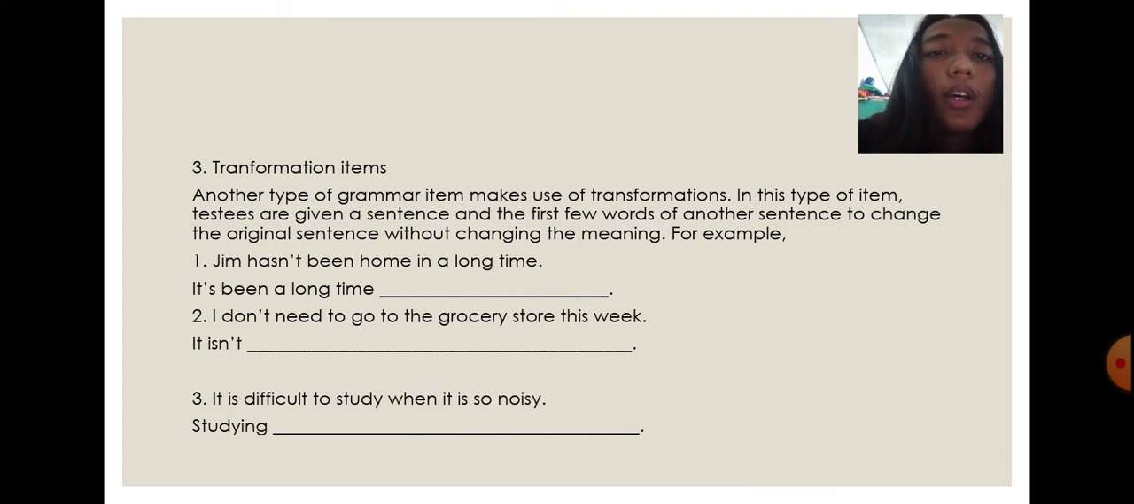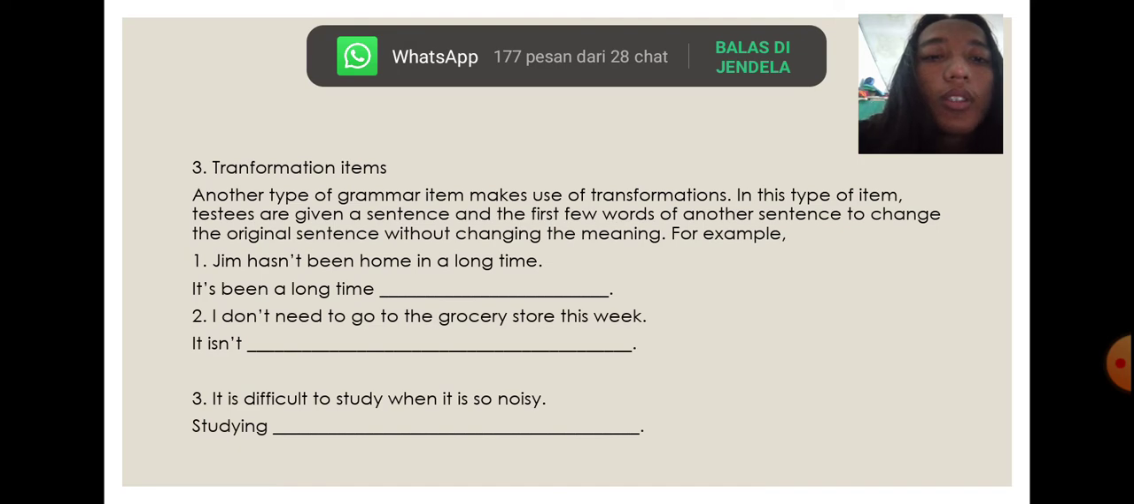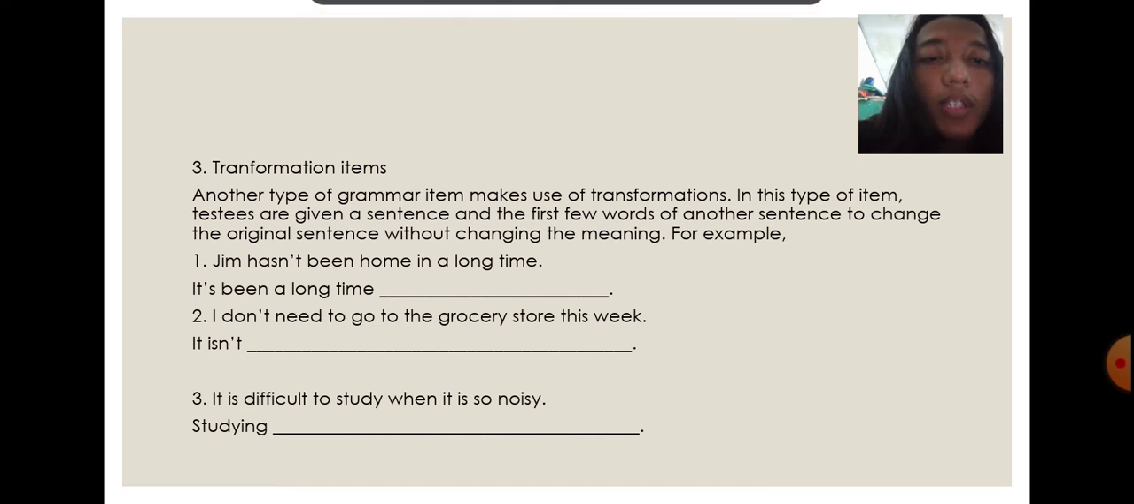Number 3. Transformation items. Another type of grammar item makes use of transformations. In this type of item, testees are given a sentence and the first few words of another sentence to change the original sentence without changing the meaning. For example, number 1, Jim hasn't been home in a long time. It's been a long time. Number two, I don't need to go to the grocery store this week. It is. Number three, it is difficult to study when it is so noisy. Studying.